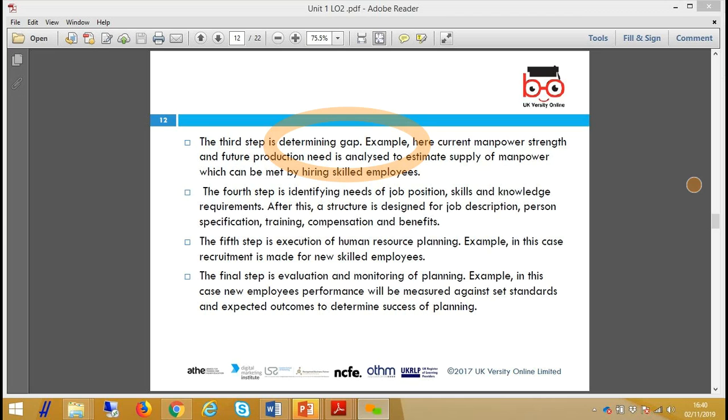So the gap may be that in future you estimate you need 500 employees. Currently you have only 300 employees. Therefore the gap is you need to recruit 200 employees. It may well be that by the time you look at skills, out of the 200 employees, 50 of them need to be engineers, another 50 need to be accountants, and so on, with certain qualifications or certain skill sets. So that is your gap analysis.